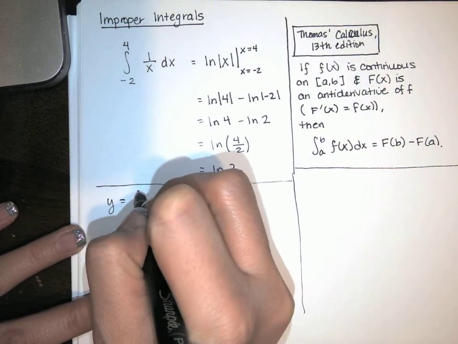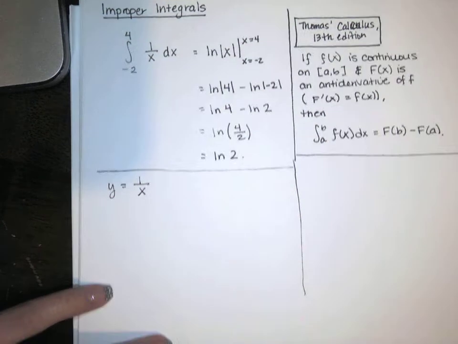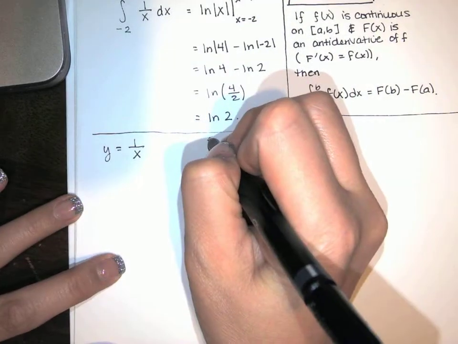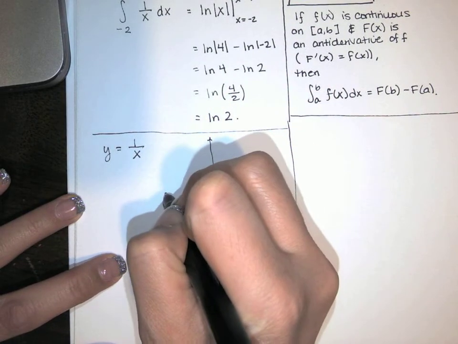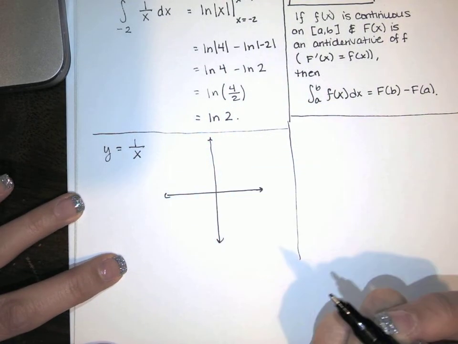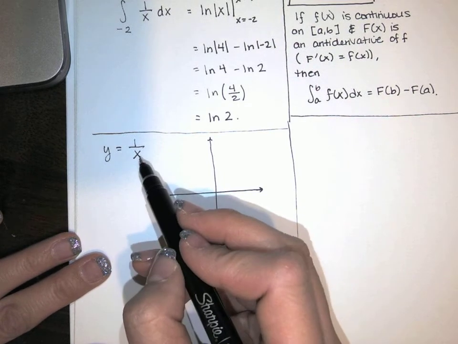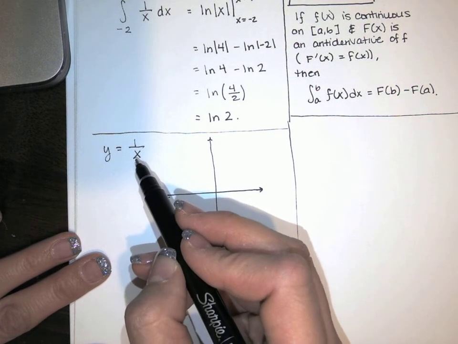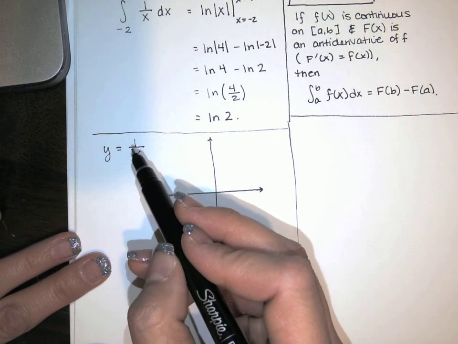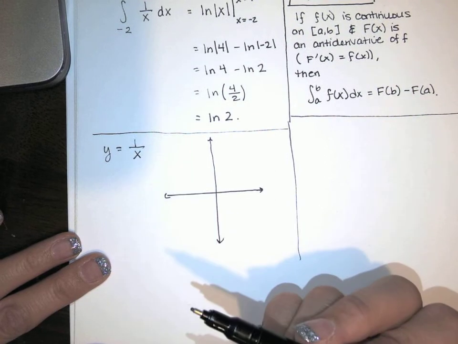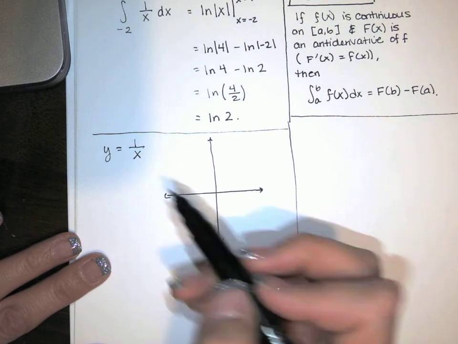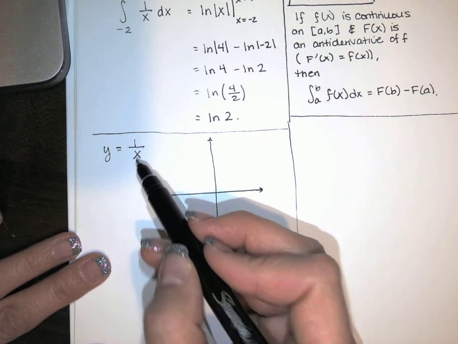Y equals 1 over x is a function that looks like this. This function is undefined when x equals 0. So I can't plug in x equals 0. X equals 0 is not in the domain of this function. But I can plug in numbers that are very close to 0.